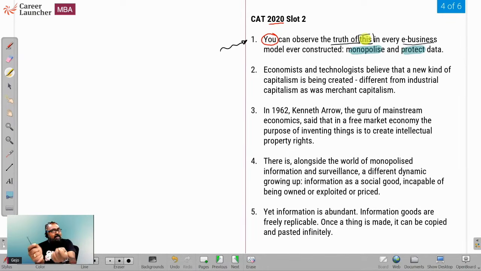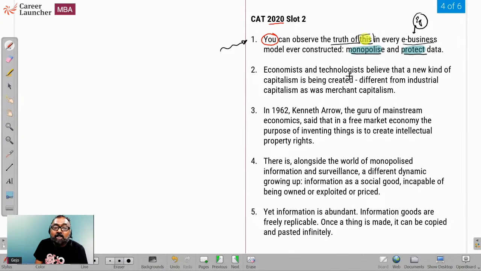When I'm looking at this sentence, the way in which it is constructed, this e-business is given as an example of a particular phenomenon. You can observe the truth of this, so the truth is already mentioned. In every e-business model ever constructed, there's monopolization and protection of data. So if this sentence has to exist, then the discussion has to be about monopolizing data.